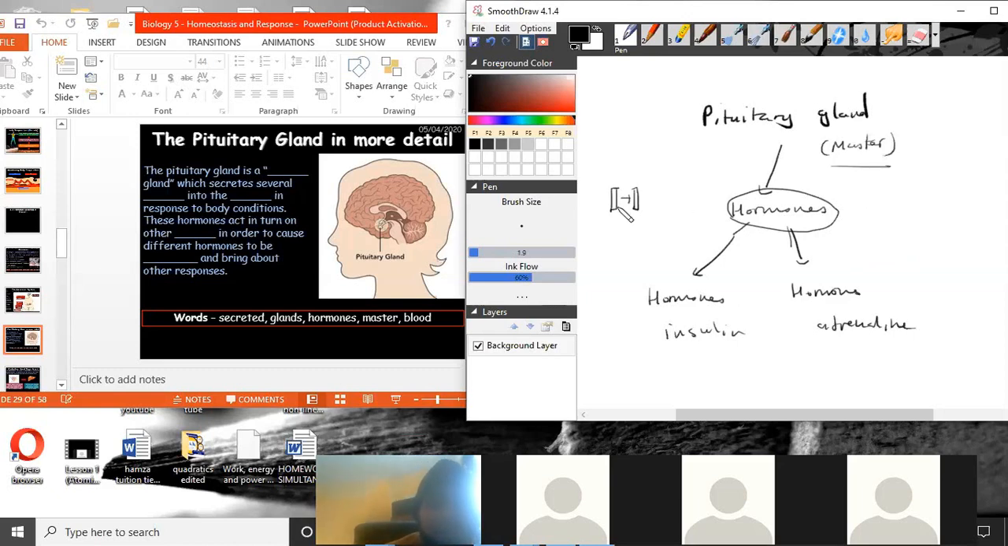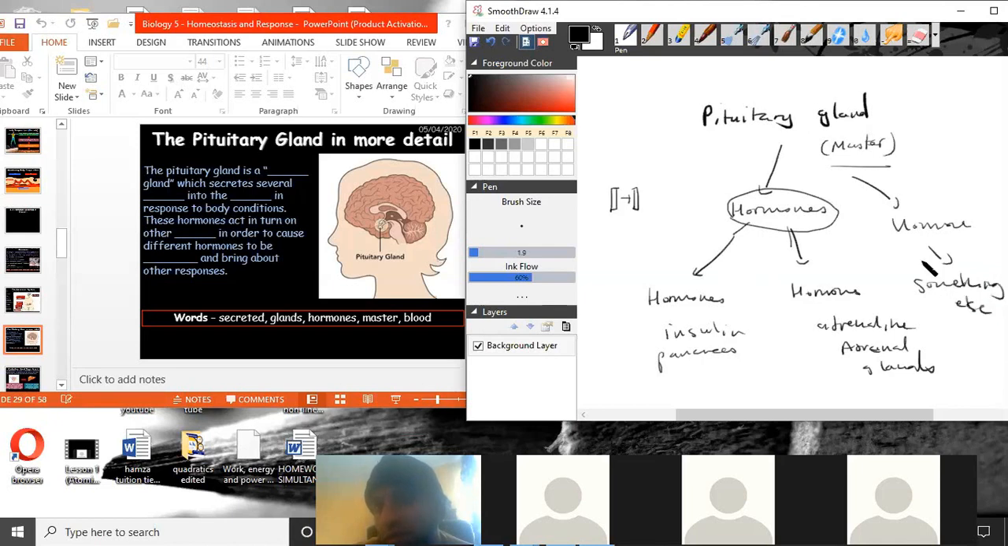So when we look at the pituitary gland on our fill in the blanks task, we can say it's a master gland which secretes several hormones into the blood. So it might secrete one hormone that activates the pancreas, for example, and it might activate the adrenal glands, which release adrenaline at the same time. It might release another hormone, which activates something else.